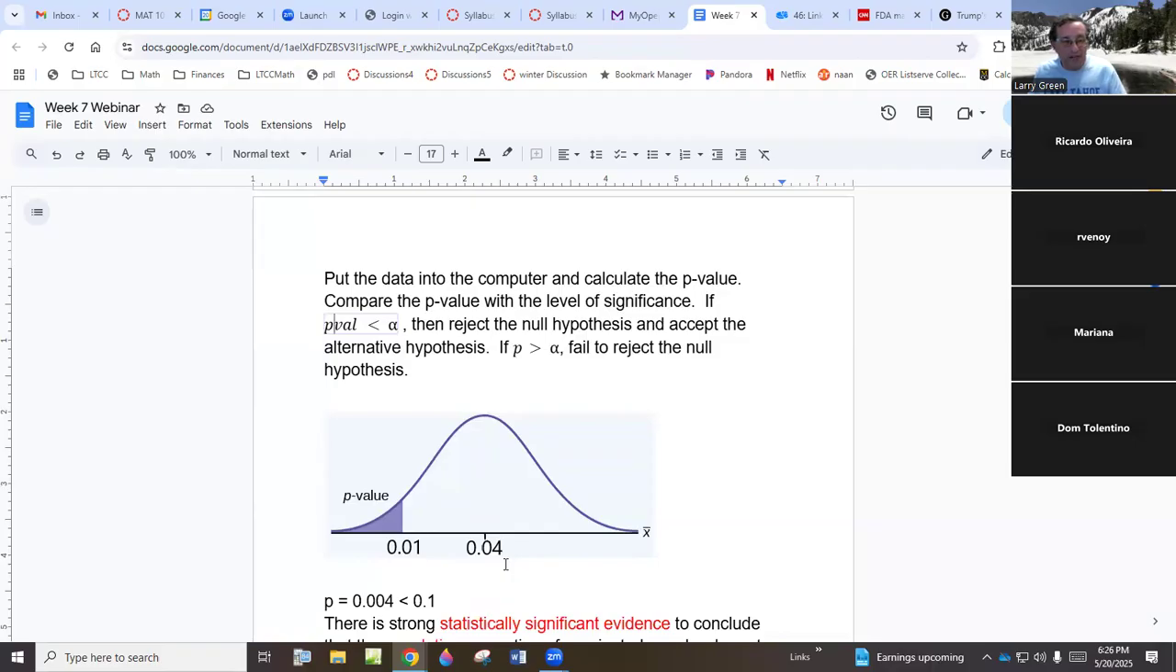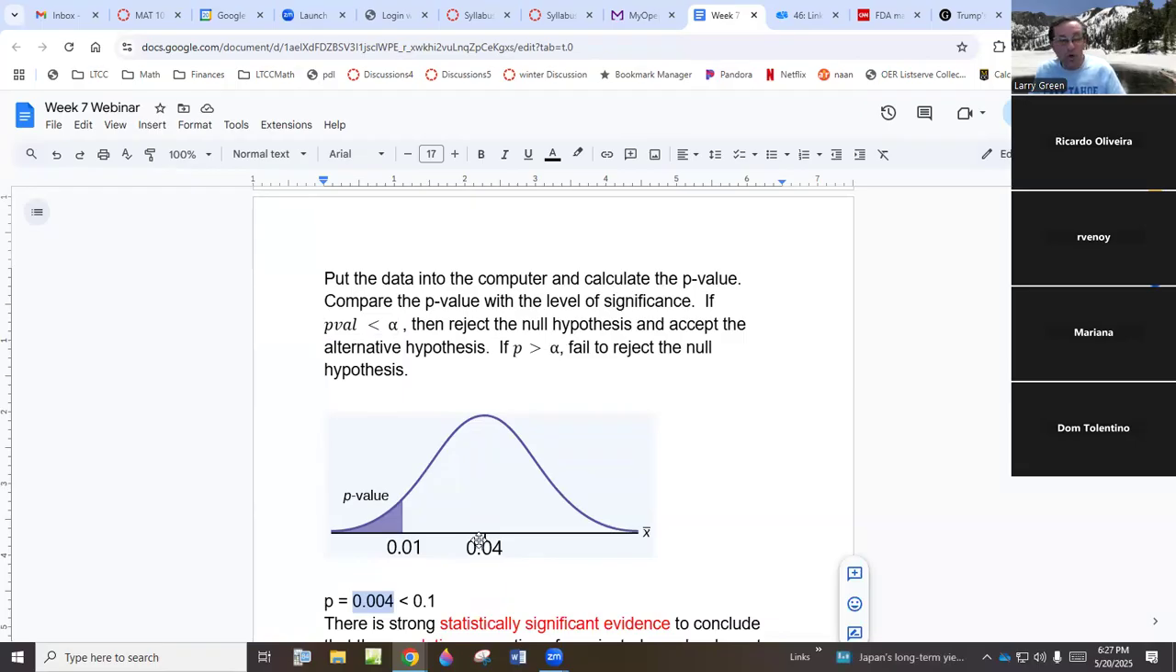It turns out that the p-value they got was 0.004. That is much less than 0.1. Is that clear? So the area under this curve turned out to be 0.004.